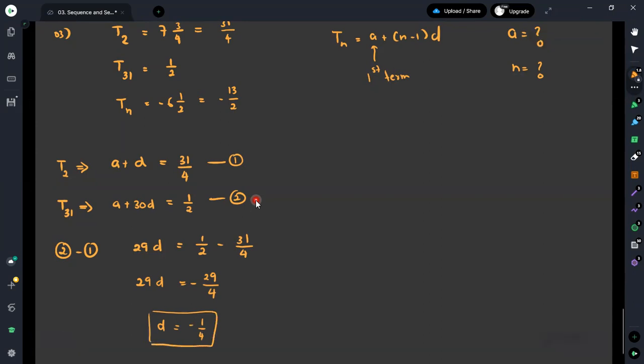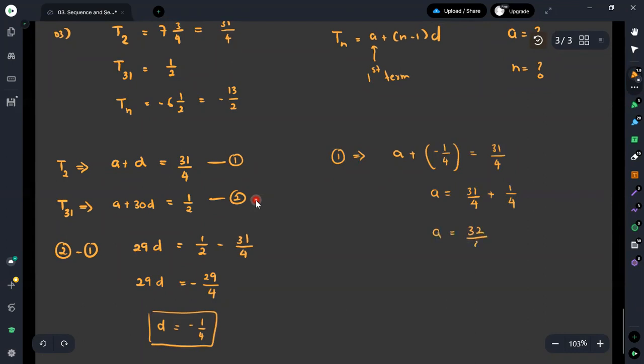Now you can see that the value of d is equal to minus 1/4. Then by substituting this value in the first or the second equation, you can find the value of a. Substituting it in the first equation, where d is equal to minus 1/4, it is equal to 31 over 4. Then a is equal to 31 over 4, and taking this to the right hand side, it becomes plus 1/4. Then you will get 32 over 4, which equals 8. Now we have obtained one answer. We know that the first term is equal to 8. This is one answer that they asked us to find.